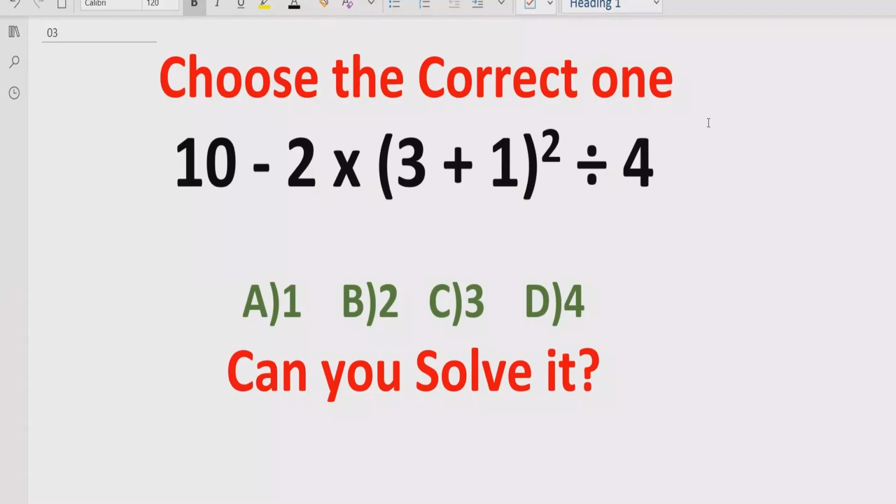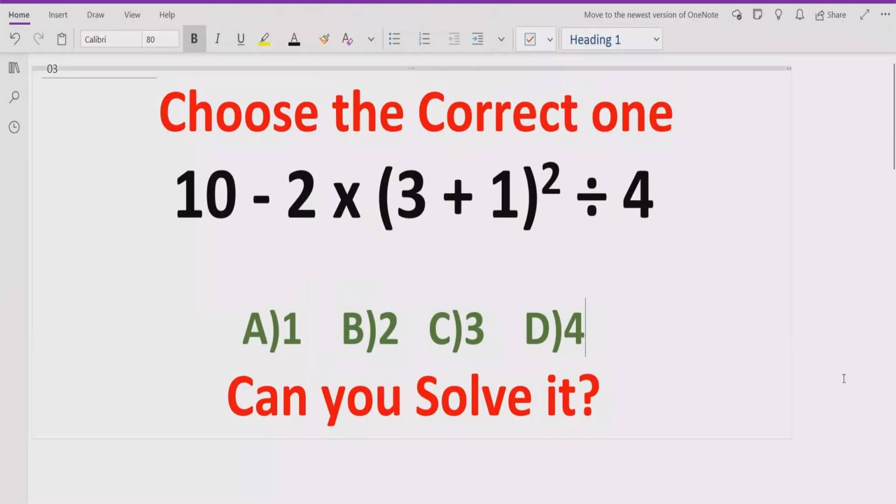Today we will solve another quiz which is related to arithmetic expression. The quiz contains the basic operations: plus, minus, multiplication and division. So we have to solve this quiz using the PEMDAS and BODMAS method and find out the correct answer. In the answer list we have four answers. A is 1, B is 2, C is 3 and D is 4. So let's see after solving it which answer is correct.